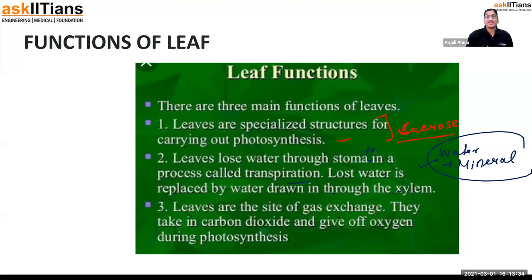Leaves are the site of gaseous exchange. They take in carbon dioxide and give off oxygen during photosynthesis. One more important thing that you will write in regard to the leaf: because transpiration is happening and more water is being taken up by the plant, it helps in maintaining the temperature of the plant, because when more water is entering, obviously temperature regulation will happen.